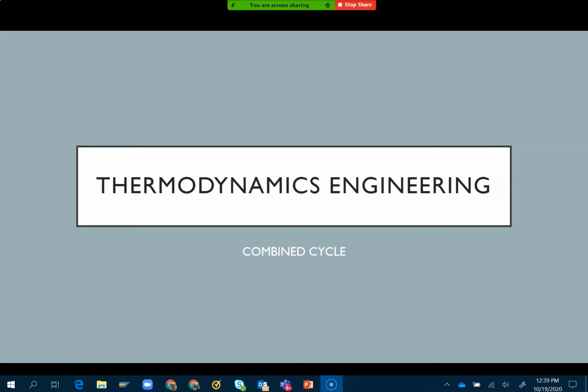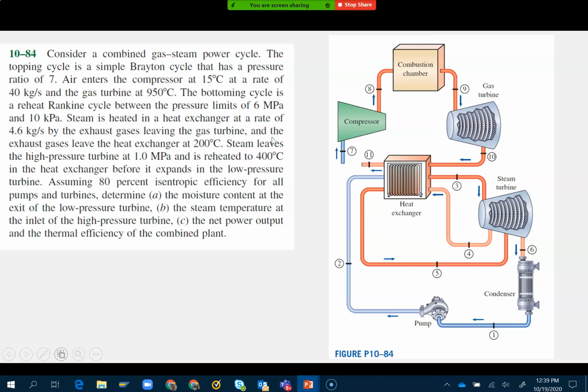Hello guys, today we are going to analyze a combined cycle, and this combined cycle, as we recall, considers the joint operation of a gas power cycle and a Rankine cycle. So let's start by reading this problem and then highlight what is important in order to solve it.